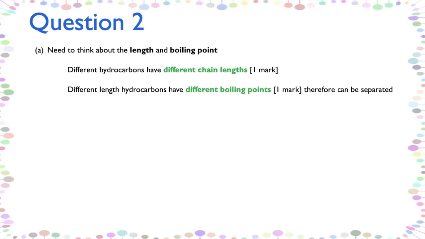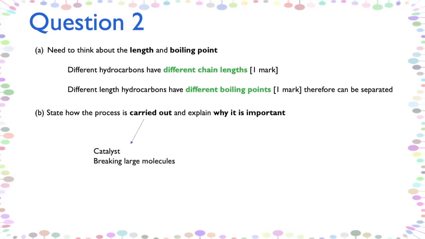For question B, we have to discuss cracking, state how the process is carried out and explain why it is important. As I always like to do, I put little arrows and suggest little keywords. So this can be carried out by catalysis and by breaking large molecules, and it is important because you can get useful hydrocarbons or fuels and there is less waste.